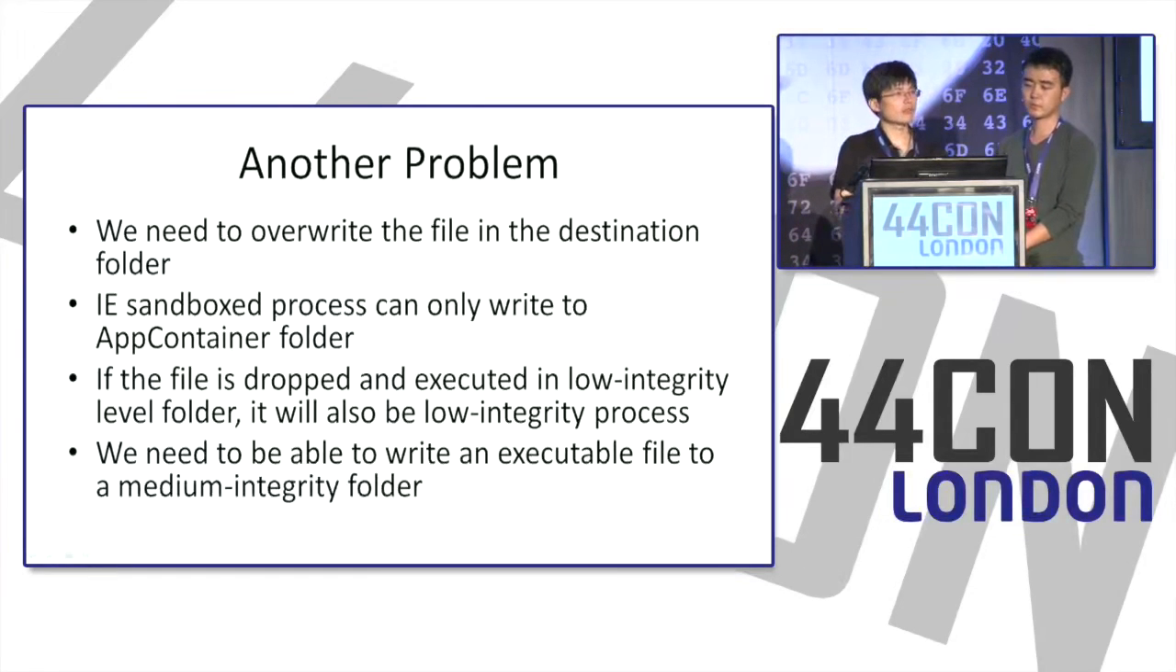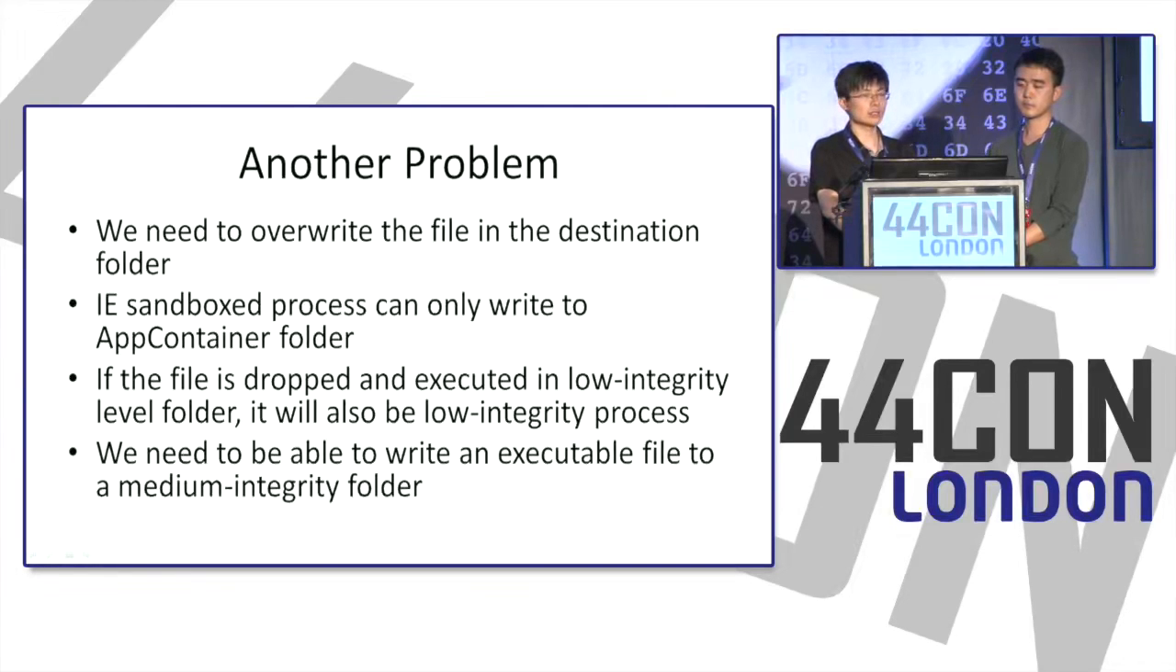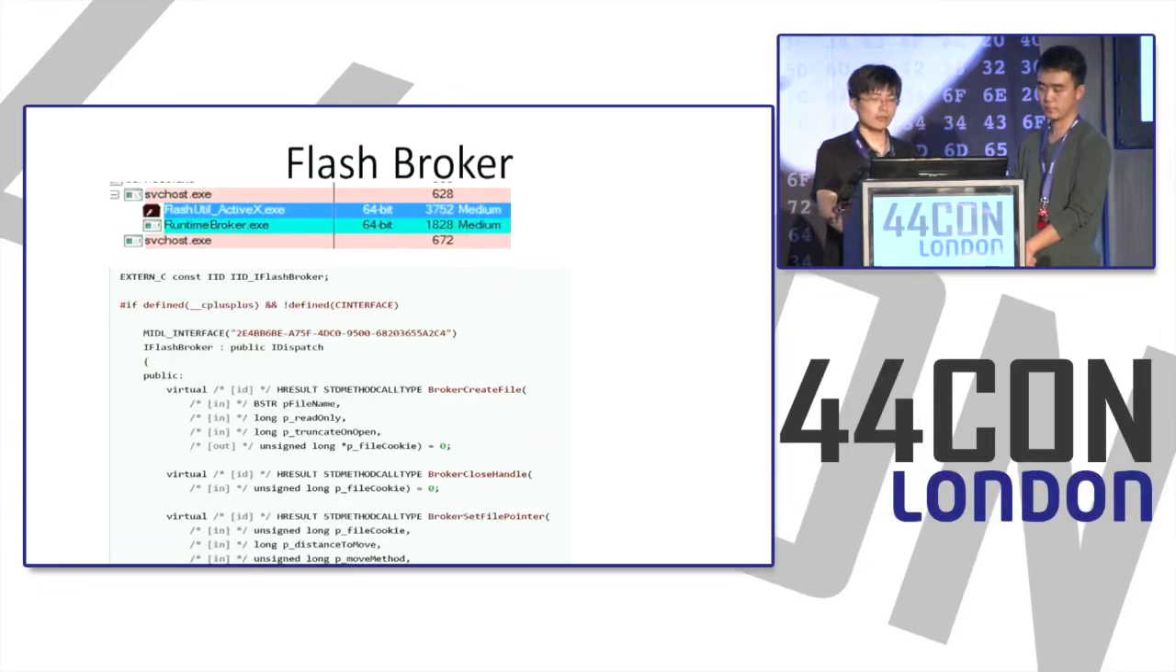But as mentioned before, the app container process has very limited access to these folders. It cannot write to the medium integrity level folder by default. So we need to find a medium integrity level folder that we can write to from the IE app container process. And we found some way to do this. We can use Flash Broker to achieve this.